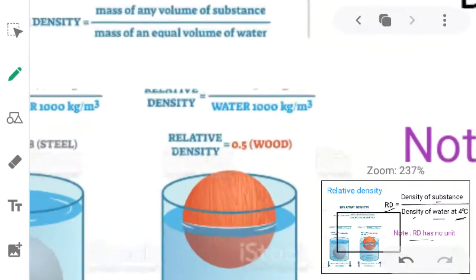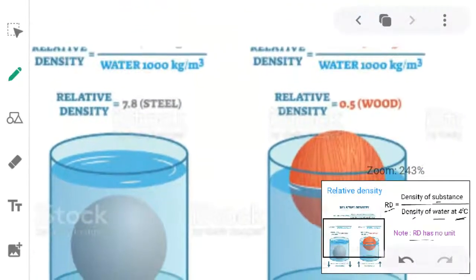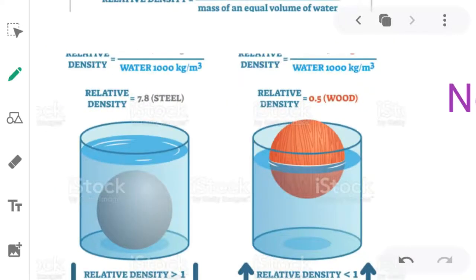So I have given a simple diagram here showing how the RD works. You may observe here the relative density of steel is 7.8, which is much higher than water, hence it sinks in the water. In the first diagram, this is a steel round ball, which has a relative density of 7.8. So the relative density of the steel ball is much higher than water, hence the steel ball sinks into the water. It is sinking into the water.